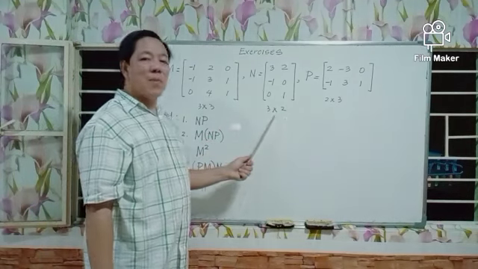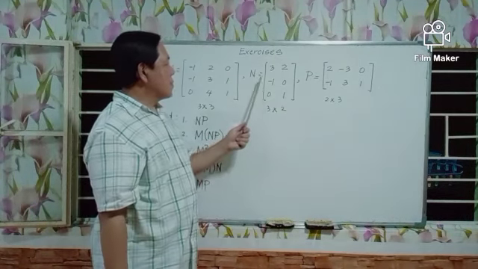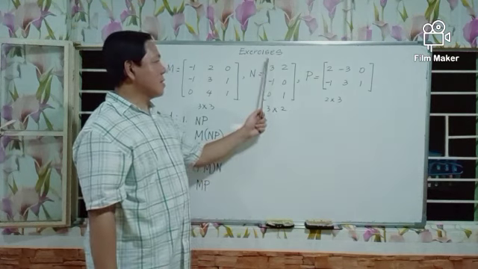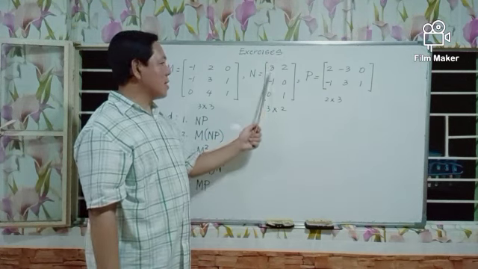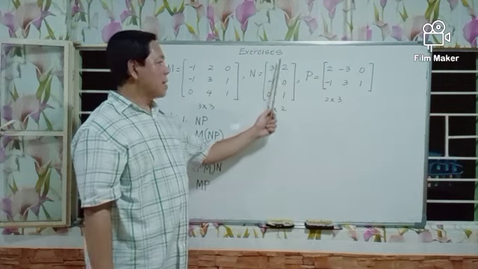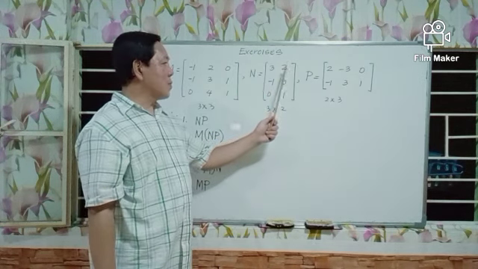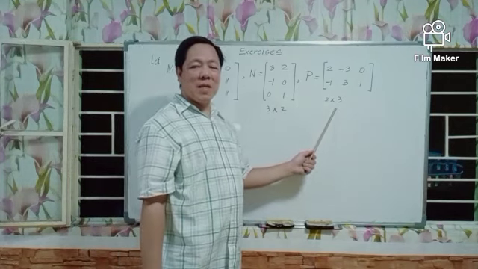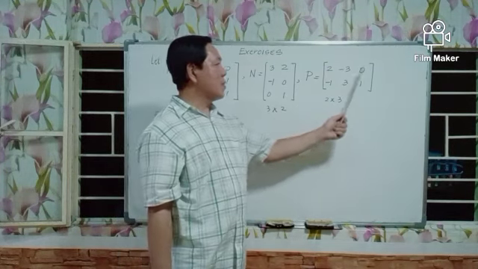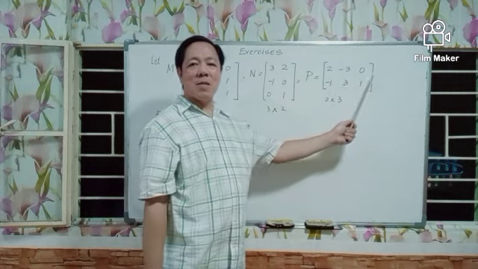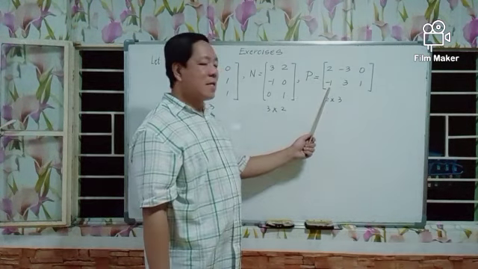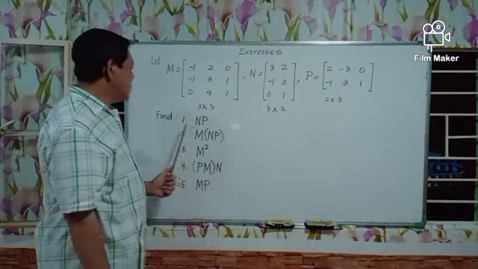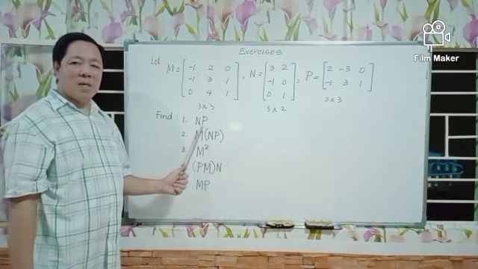N is a 3 by 2 matrix with 3 rows and 2 columns. Entries in the first column are 3, negative 1, 0. Entries in the second column are 2, 0, 1. P is a 2 by 3 matrix with entries in the first row 2, negative 3, 0. In the second row, negative 1, 3, 1. Number 1, find the product NP.